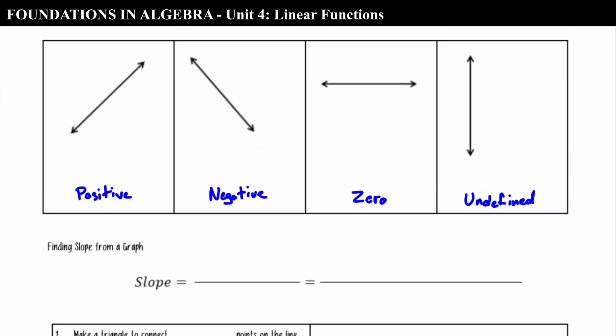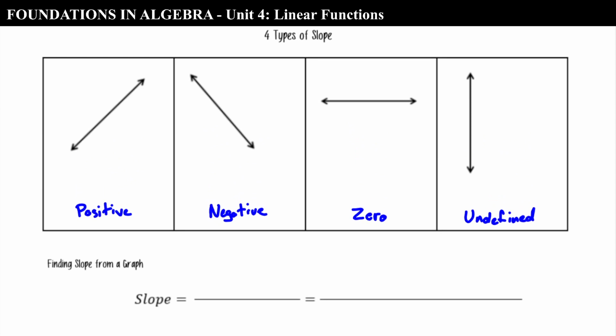By the way, since we're talking about functions here, linear functions, positive slope, negative slope, and zero slope are all linear functions. A vertical line is not a function because remember, you have multiple y's for the same x. So a vertical line is not a function.